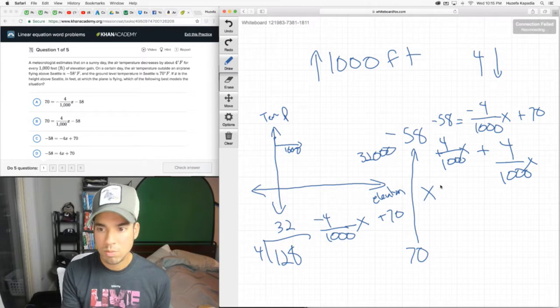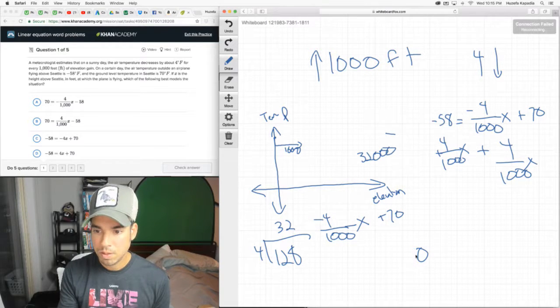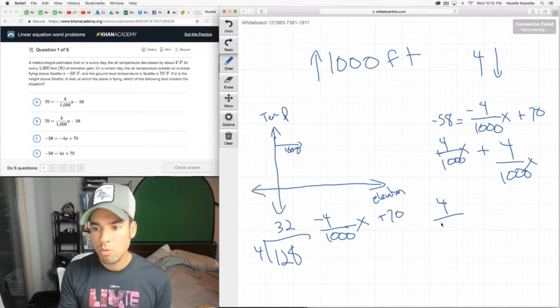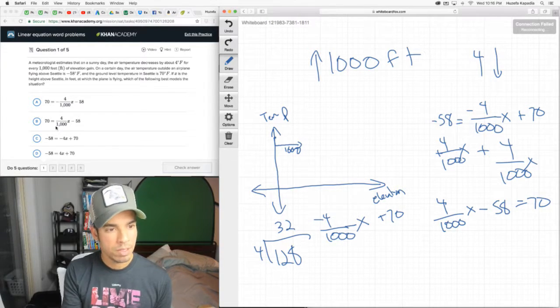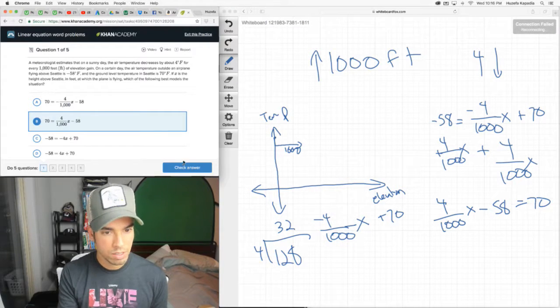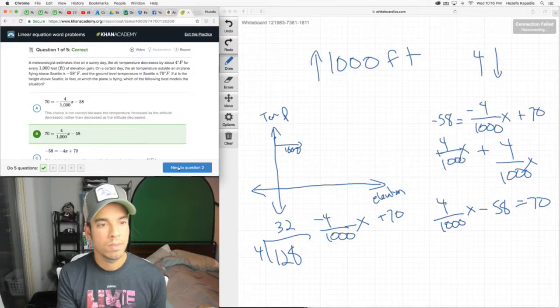Let me make some room here. We don't need this guy anymore. So what do we get now? We get 4 over 1,000x minus 58 equals 70. And I believe that is B. It's just a flip-flop of the sides. Well, let's see if that is indeed correct. And that is correct, right?